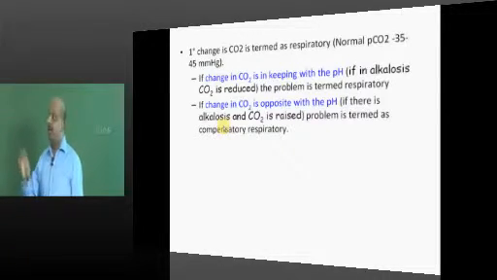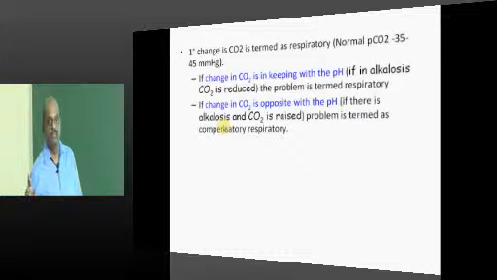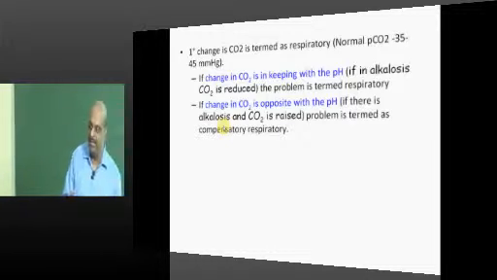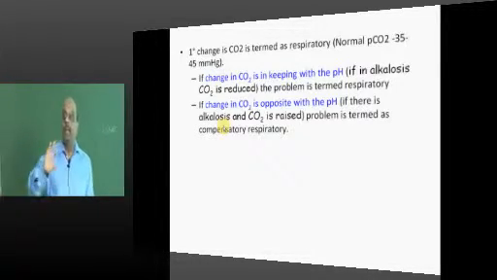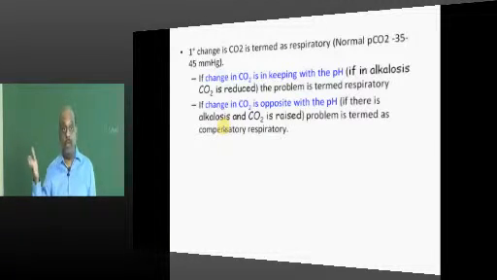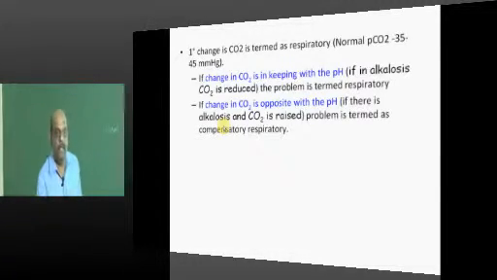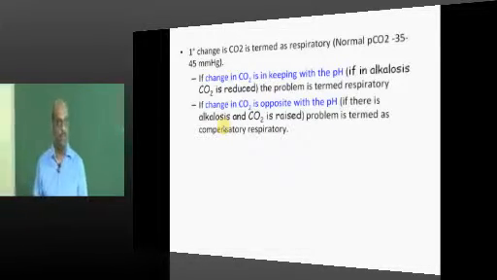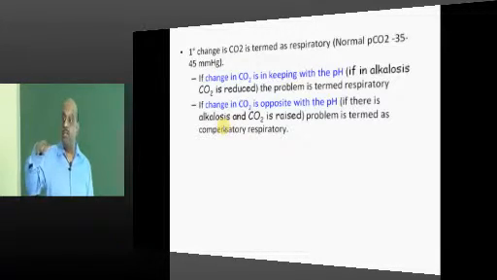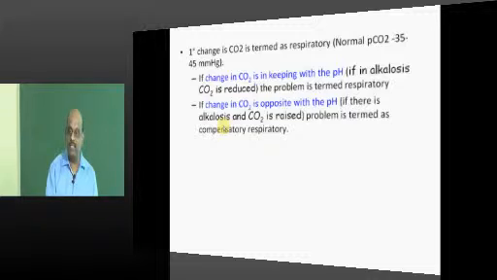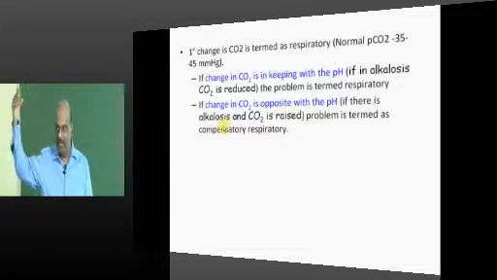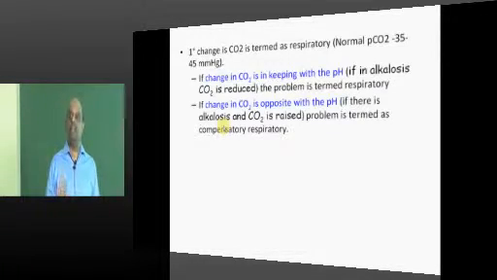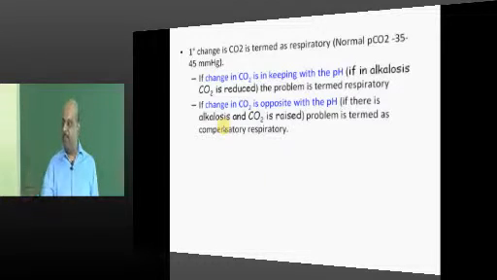pH is low, PCO2 is high, then primarily it is respiratory. Or otherwise pH is high, PCO2 is low, that means it is primarily respiratory. Instead of that, if the pH is low but PCO2 is normal or low, then it is primarily metabolic and respiratory is only a compensation. Just decide who is primary, who is secondary, whether compensation is full or not.